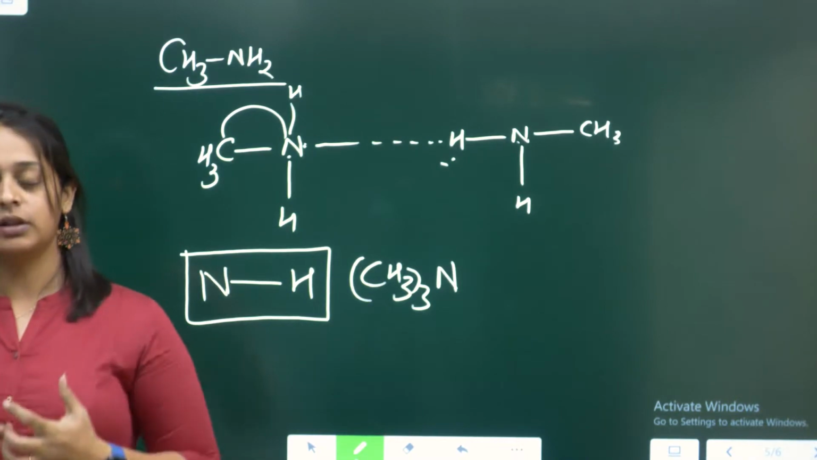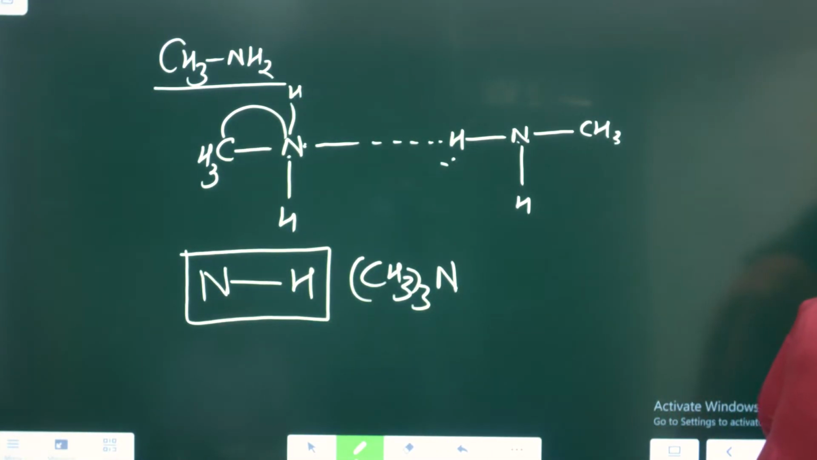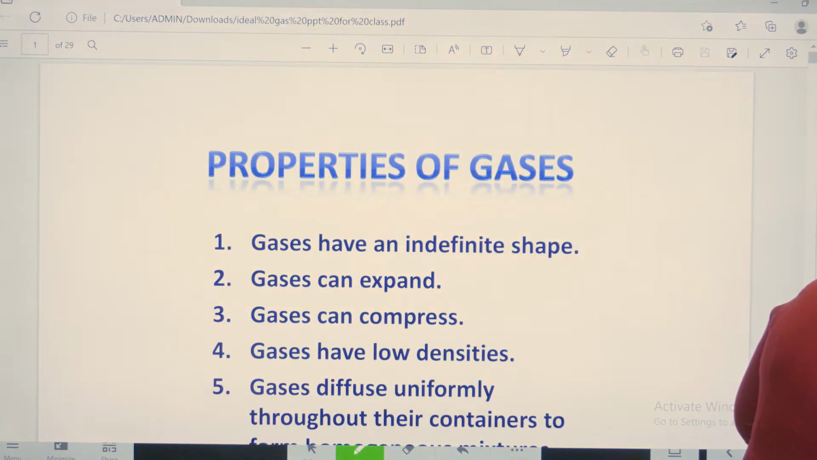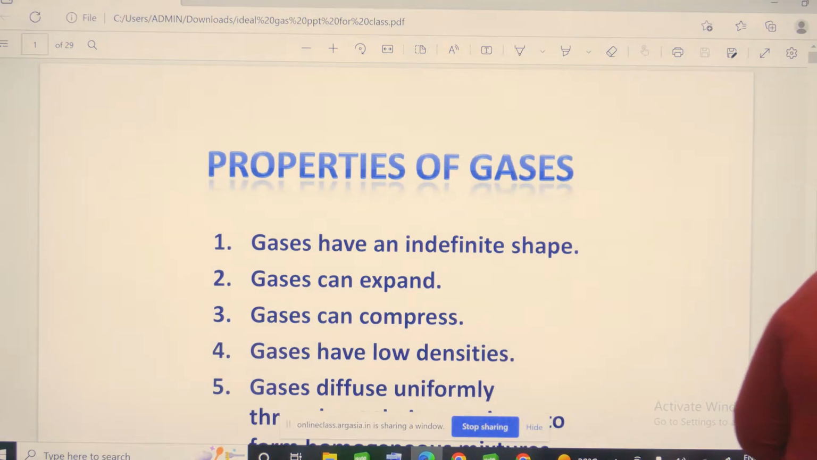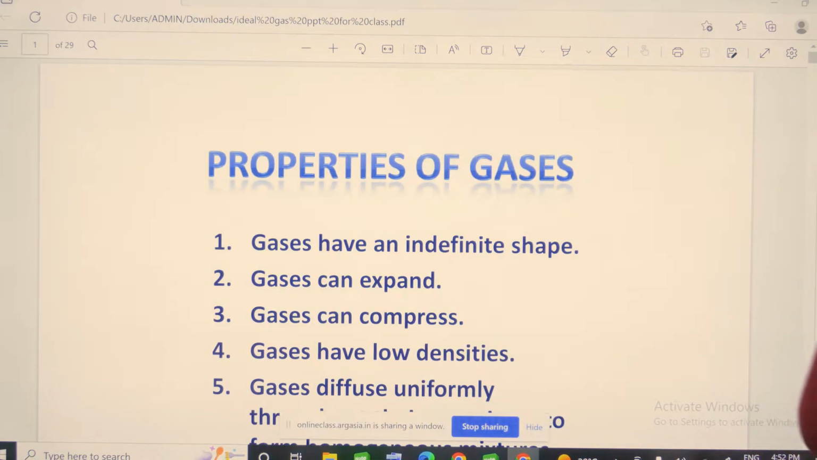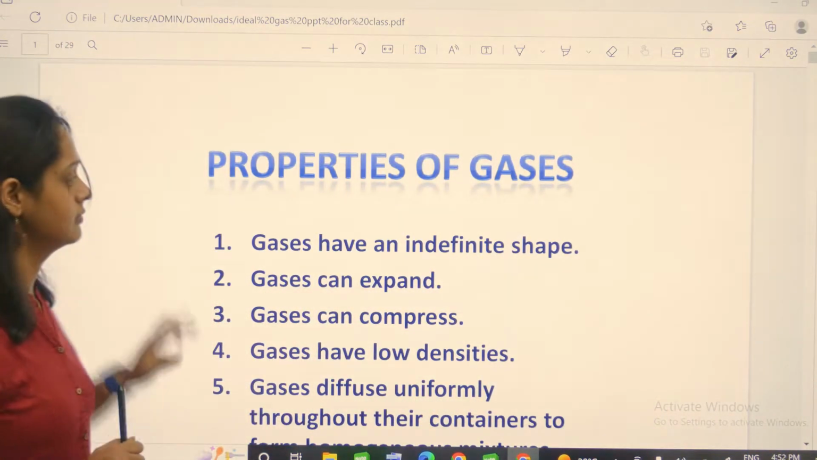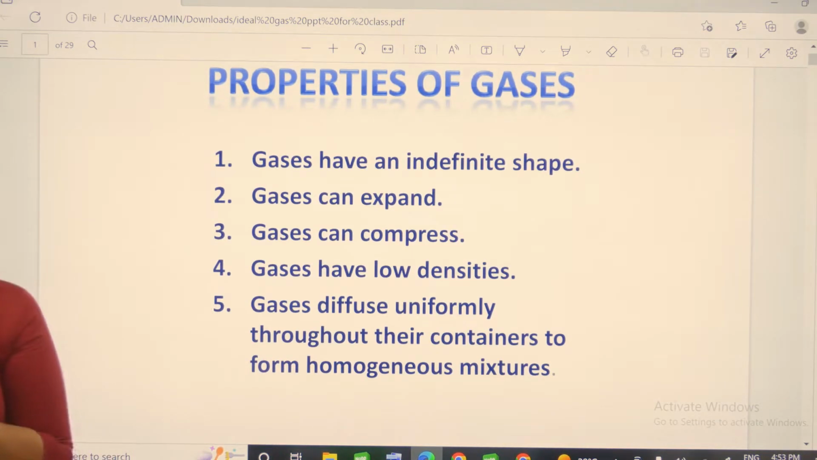So I come to the kinetic theory of gases. In order to explain it, I made a presentation so that there is less effort. Karan, can you see it? Yes, ma'am.